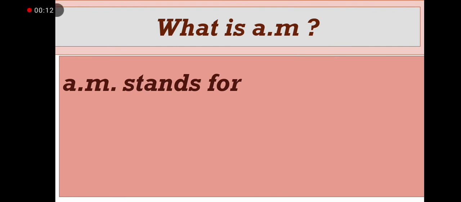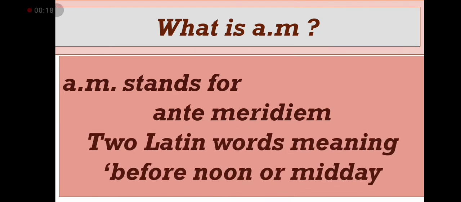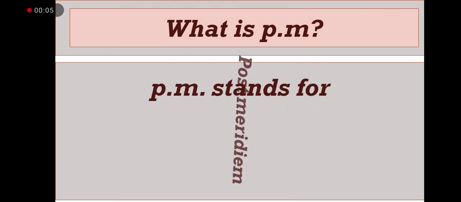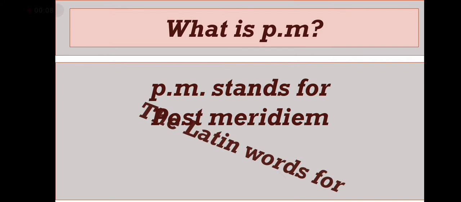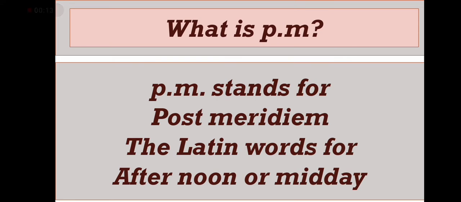Now what is AM? AM stands for ante-meridiem, two Latin words meaning before noon or midday. What is PM? PM stands for post-meridiem. These are also two Latin words for afternoon or after midday. It means the second half of the day shows PM time.